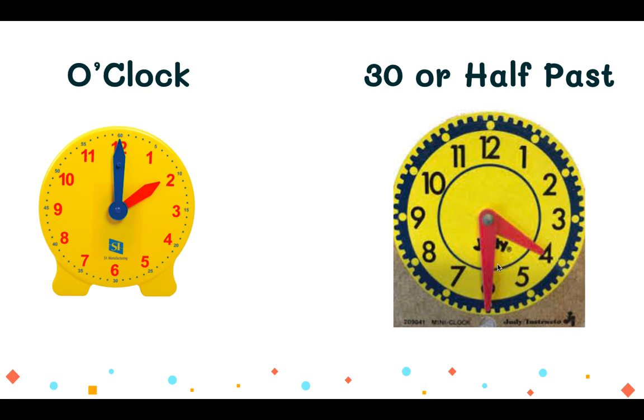But if the long hand is on 6, what do we say? That's right, 30. Or something new I'm going to teach you, you could say half past, because we've gone half the clock, right? If you put a line down the middle, this is half. So we've gone from 12 to 6, we've gone halfway. So we can either say 4:30, because the short hand's on 4, or half past 4.